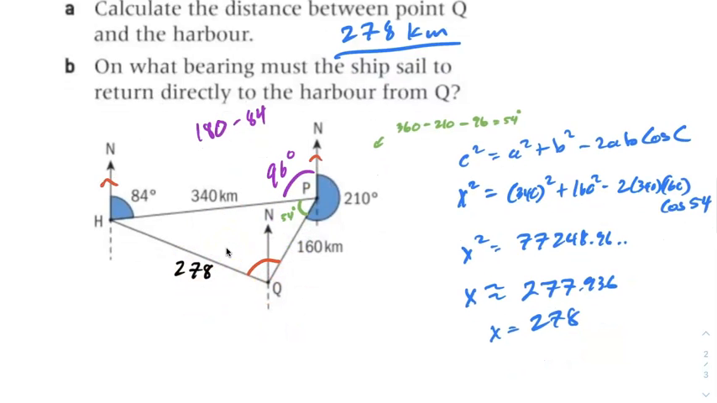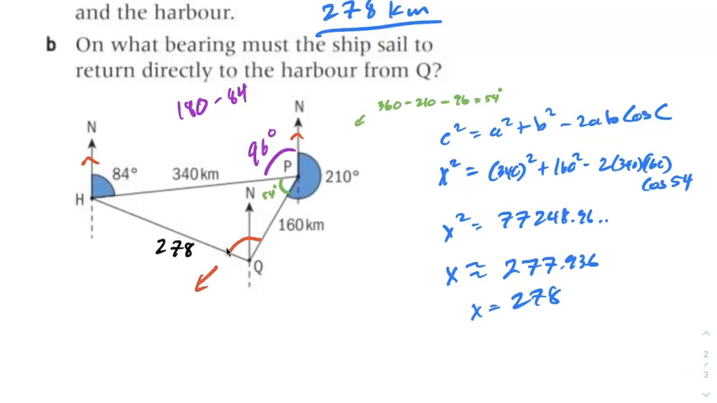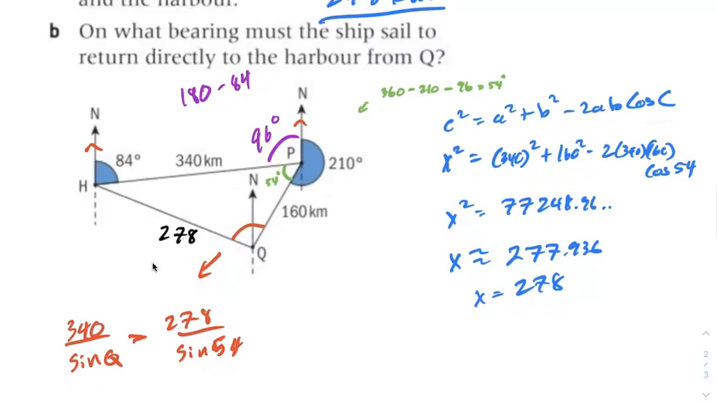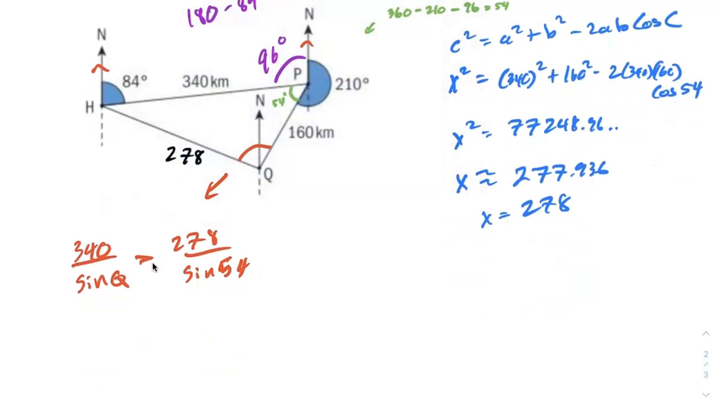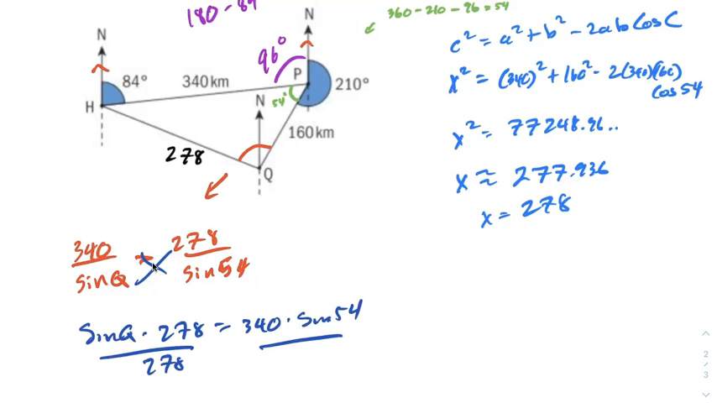To find out all of that, this angle goes with 340. So 340 over sine of Q equals 278 over sine of 54. This one I'll probably cross multiply. So I get sine of Q times 278 equals 340 times sine of 54, and divided by 278. So these cancel out.